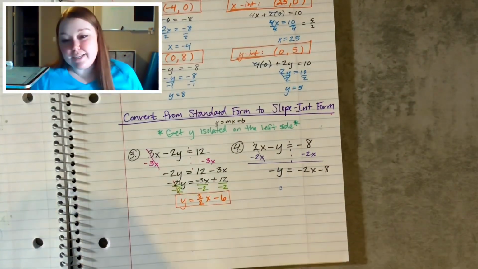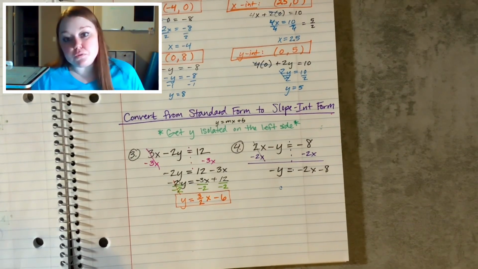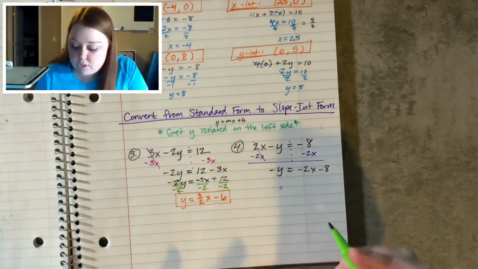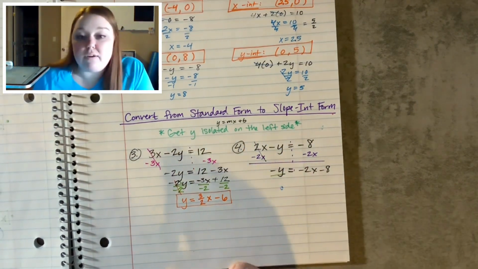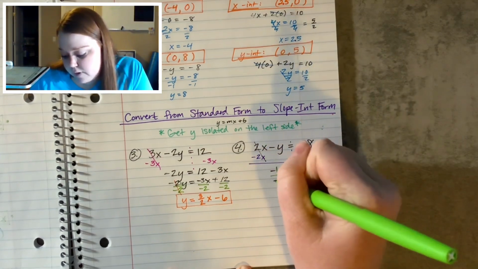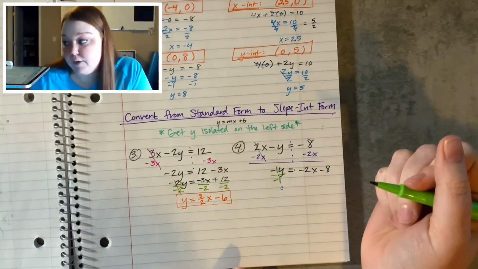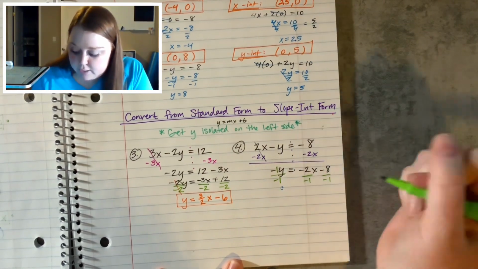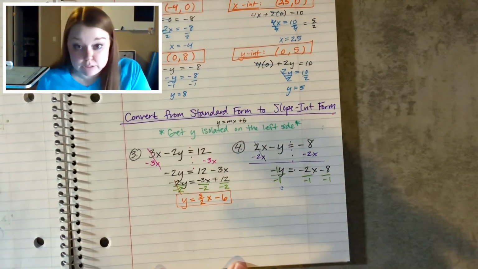Do I want a -y? No, slope-intercept form has a positive y isolated on the left. So what do I divide by here? Well, there's a secret one. So I'm going to divide by -1. And remember, you got to divide every single term by that -1 to keep it balanced.